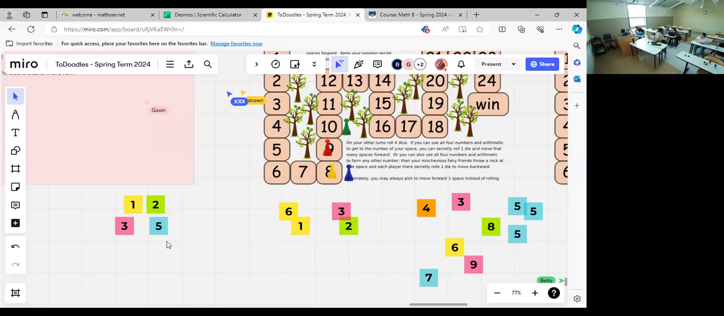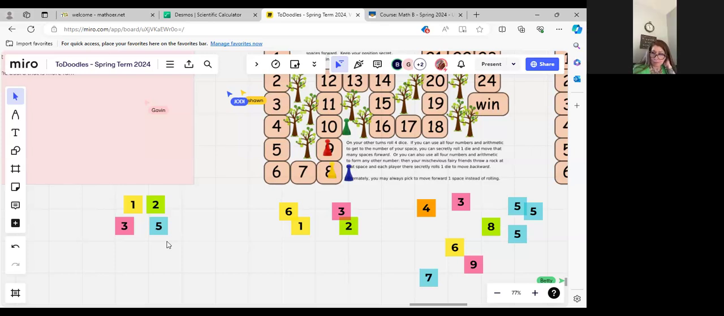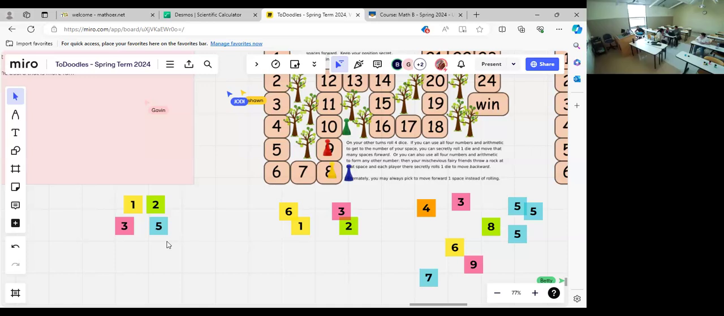So look at the dice. 1, 2, 3, and 5. How can you put them together? How can you put these together to help Gavin and make a 9?